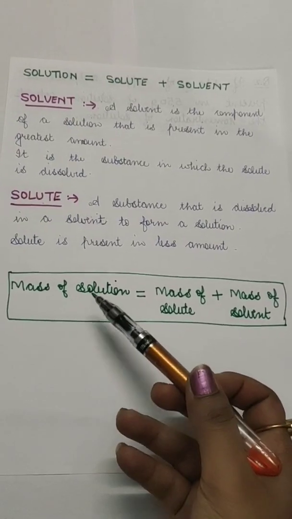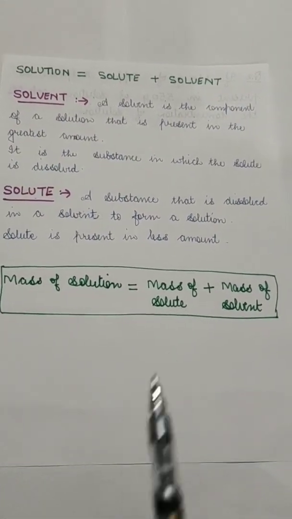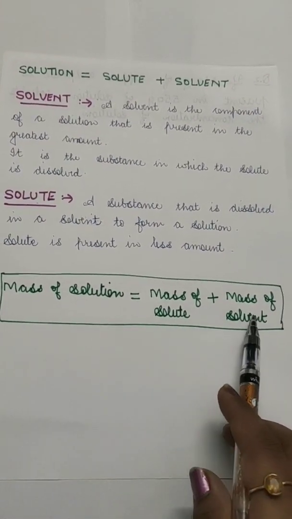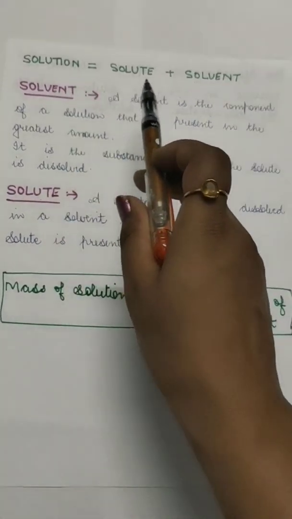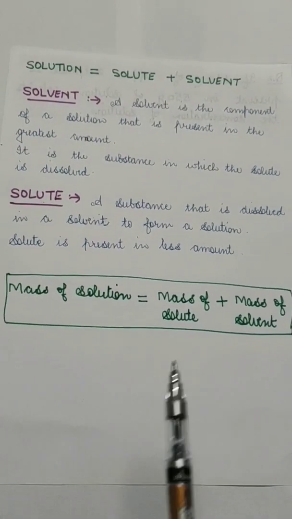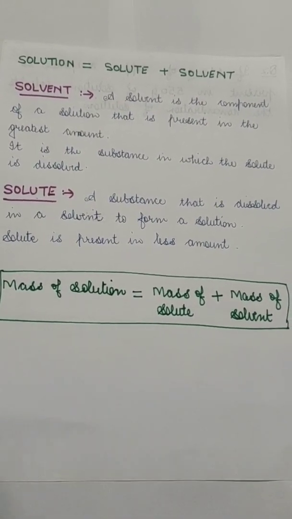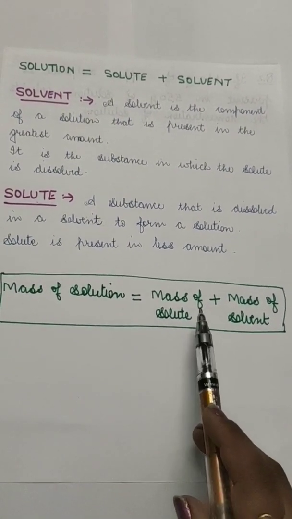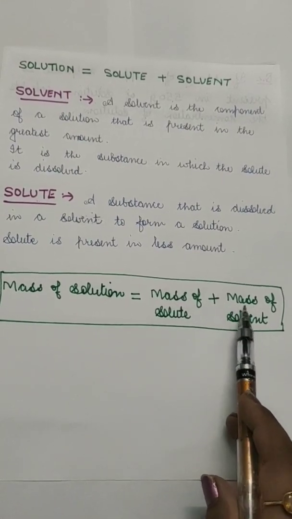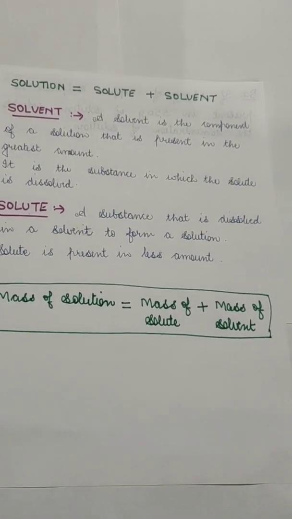The formula for the mass of solution is mass of solute plus mass of solvent, because here solution equals solute plus solvent. So the same will be for mass. When we want to find out the mass of solution, the formula would be the mass of solute plus mass of solvent.